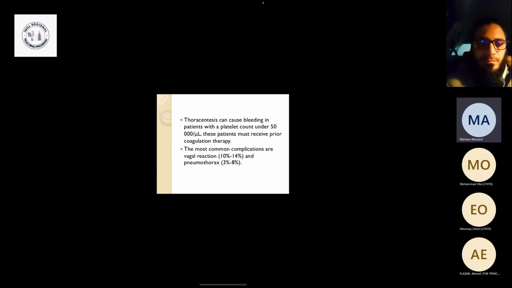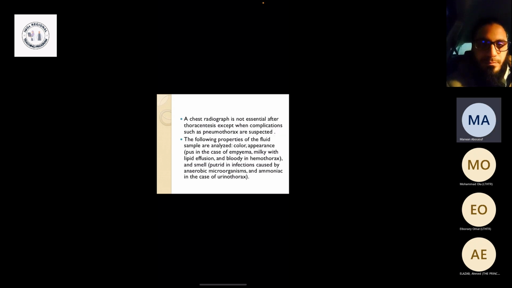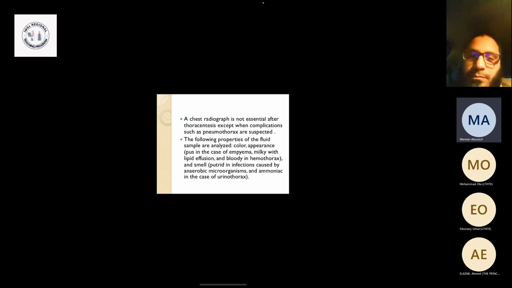Thoracocentesis in a very small minority of patients can cause bleeding, in patients where the platelet count is less than 50. These patients must receive prior coagulation therapy. The most common complications are vagal reaction and pneumothorax. If piercing the lung, it can result in some air leak into the pleural space. A chest radiograph is not essential after doing thoracocentesis, except when there are complications. Maybe if the procedure is not straightforward, we can think of doing a chest radiograph to exclude something like bleeding or pneumothorax.